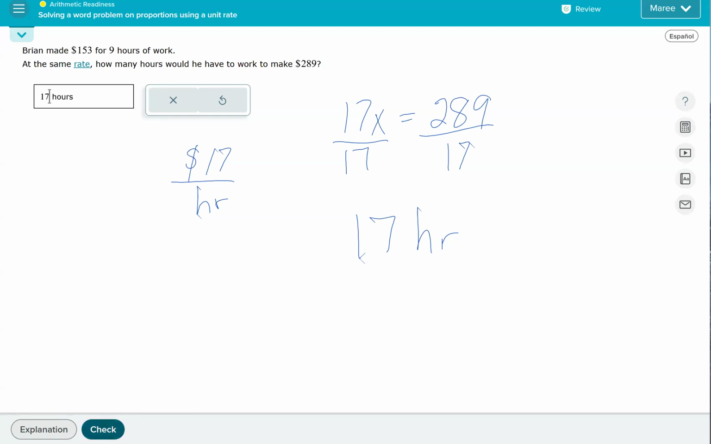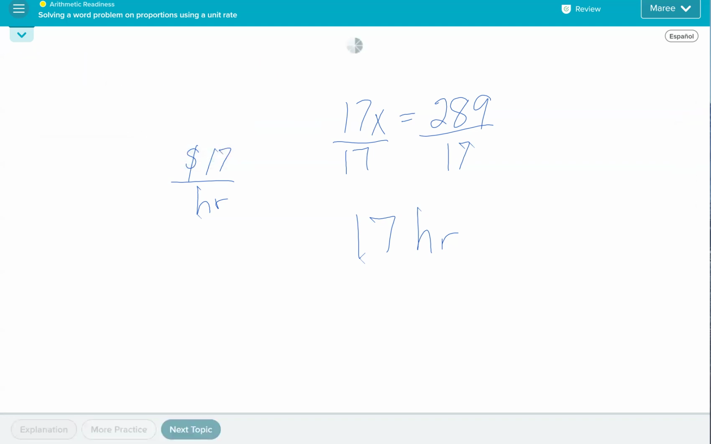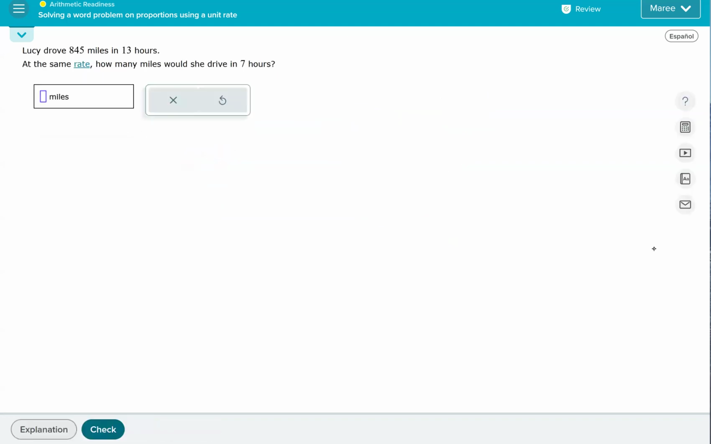And let's do one more. We have 845 miles in 13 hours. So we're going to divide 845 miles by 13 hours to see how many miles per 1 hour we've got. That would be 65, so 65 miles per hour.